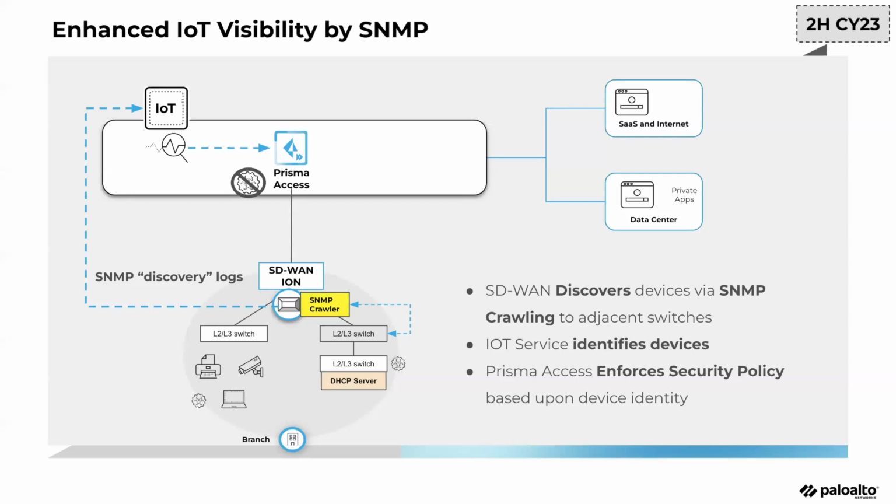So the ION itself can now discover devices using SNMP crawling. And we'll talk through a couple different use cases for that. But the whole intention is to get visibility for those that we had, like, probably 95% of the cases covered before. Now we're getting into those last 5% of coverage as far as visibility deep into the network.